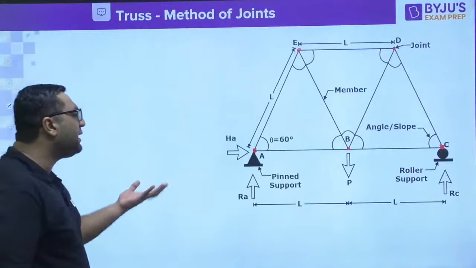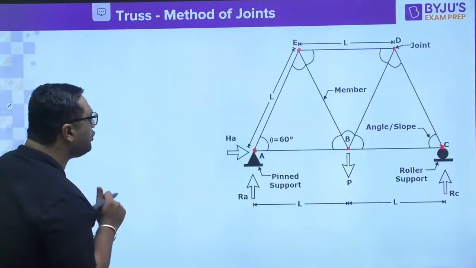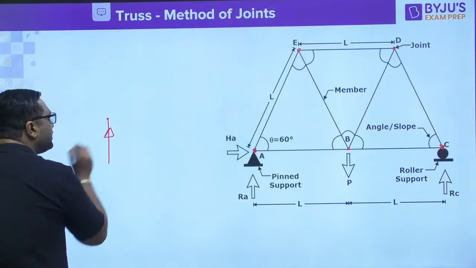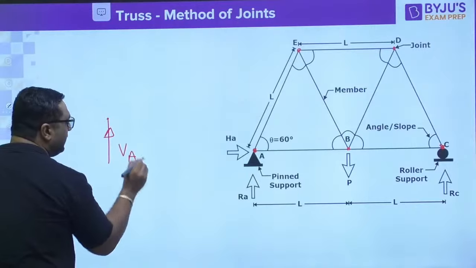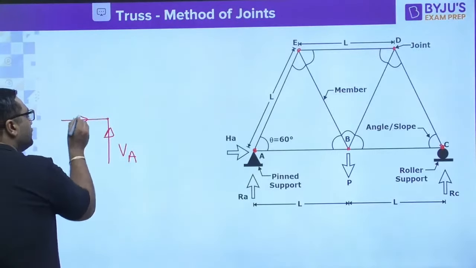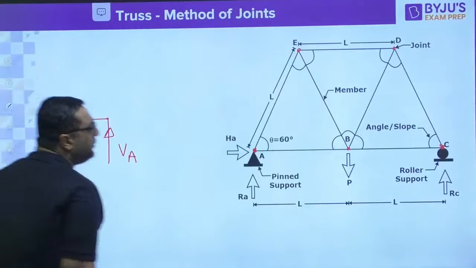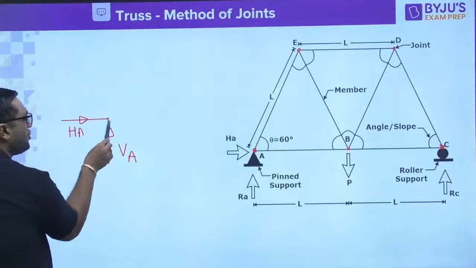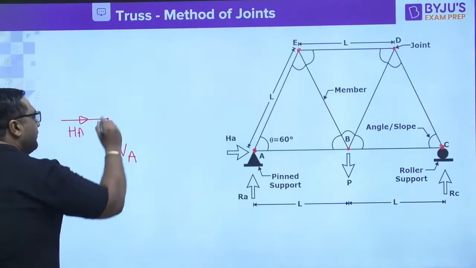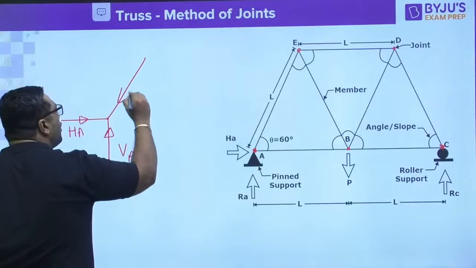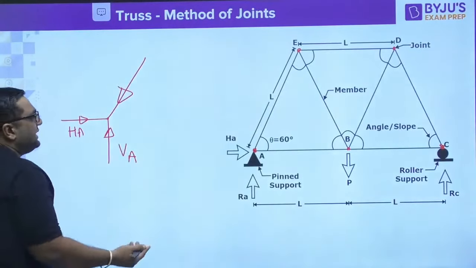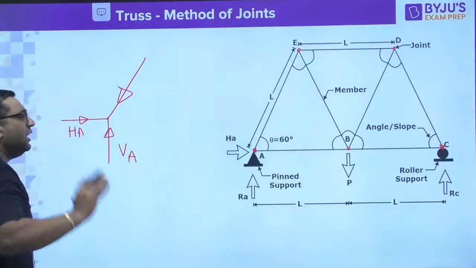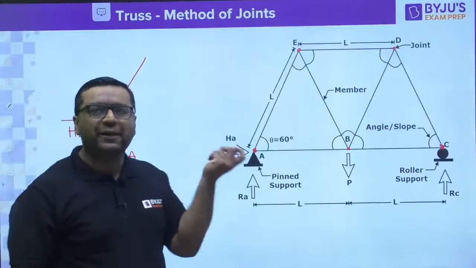If you take arbitrarily any joint, let us say joint A, there will be a support reaction which can be written as vertical at A, and a support reaction horizontal at A, and definitely some force coming in this member AE. As you can see, this force is vertical upward, so it is obvious that here the force should come downward to balance, and this is common sense. Even if you don't want to use common sense, you can take whatever direction you want. If your assumed direction is wrong, you will get a negative answer.